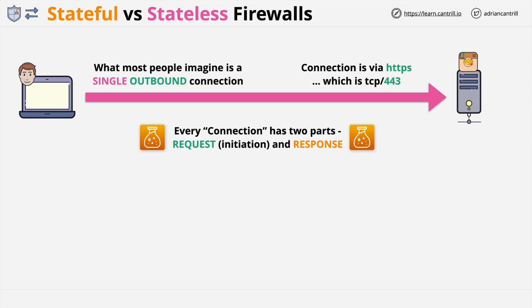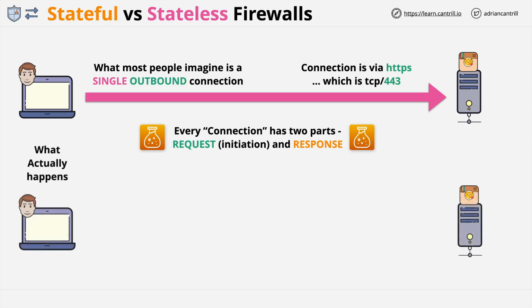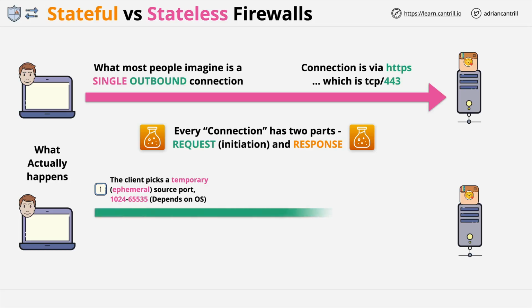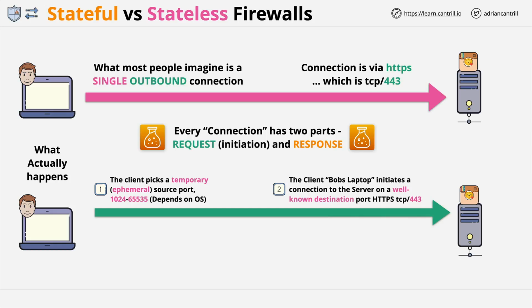What actually happens as part of this connection setup is this. First, the client picks a temporary port, and this is known as an ephemeral port. Typically this port has a value between 1024 and 65535, but this range is dependent on the operating system which Bob's laptop is using. Then once this ephemeral port is chosen, the client initiates a connection to the server using a well-known port number. A well-known port number is a port number which is typically associated with one specific popular application or protocol. In this case, TCP port 443 is HTTPS.